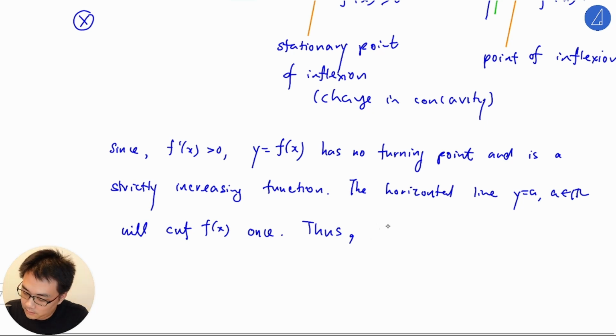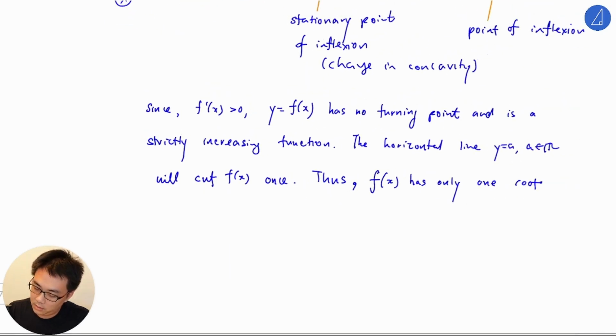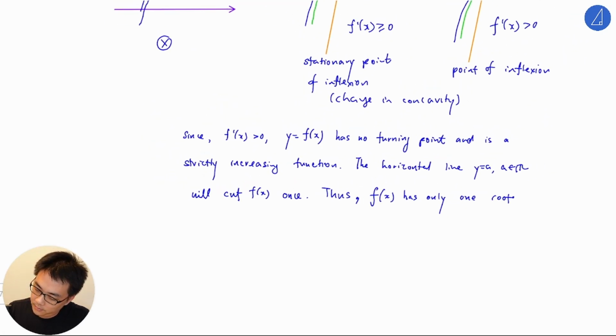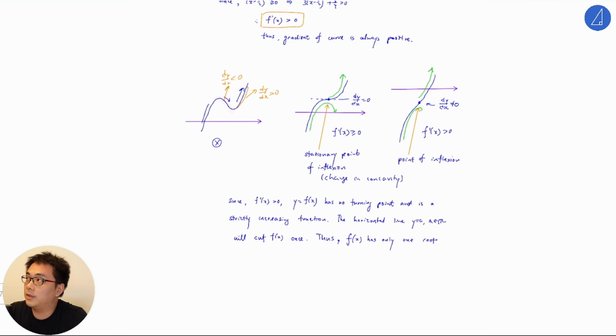I know you will not think of the horizontal line, but that is how I write. You don't want to follow me. You just say no turning point, cut once, okay already. So thus f(x) has only one root. Of course, you can put y = 0 here, not an issue, but I just put a generic one. I just want to say that no matter where I place my x-axis, it will only cut once.